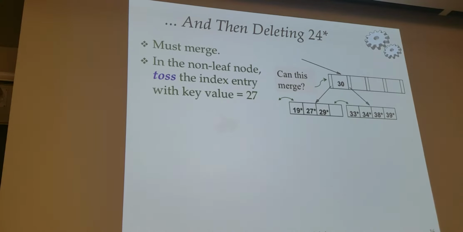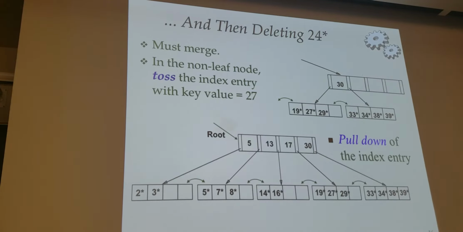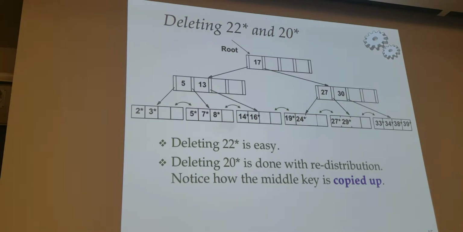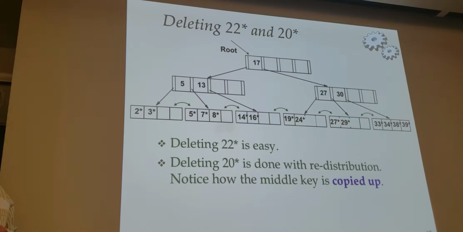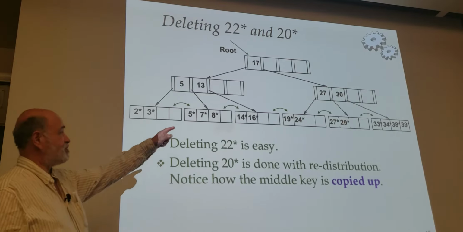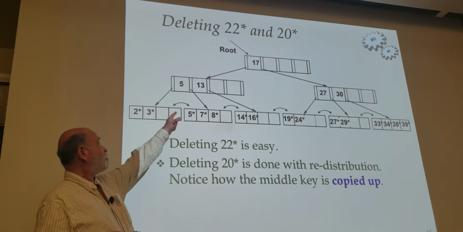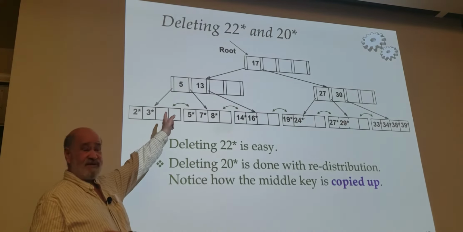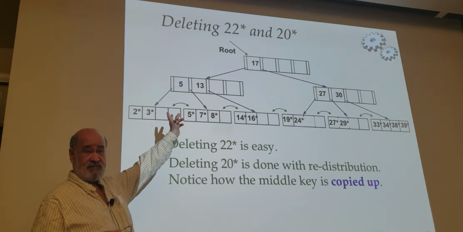Okay, and can the 30 merge? No. The 30 can't merge. Let me go back to the previous page. The 30 ends up being a problem. It can't steal from its brother, because once we change the 2730 to just 30, it can't steal from its sibling over there, the 513, because that would reduce the 513 below 2.